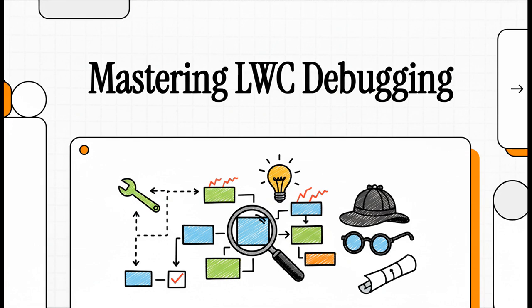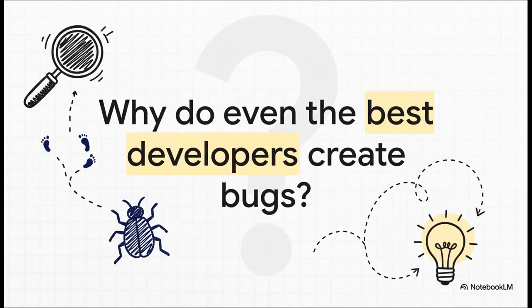Let's jump right in. First things first, let's get something straight. Why do bugs even happen, right? Especially when you feel like you've done everything right. Well, here's the truth. Bugs are not a sign that you're a bad developer. They are an absolutely normal, inevitable part of creating anything cool or complex. So instead of seeing them as a failure, start thinking of yourself as a detective. Bugs aren't problems, they're clues.